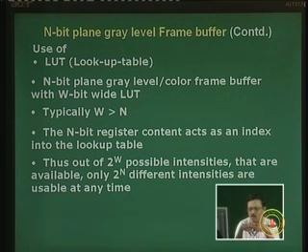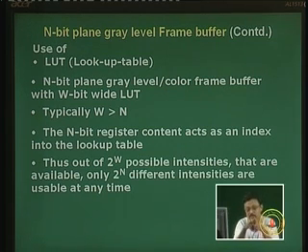Out of 2 to the power W possible intensities, because the lookup table, if it is W bits wide, can obviously hold 2 to the power W possible values, only 2 to the power n different intensities are usable at any point of time. Why? Because that is what will be loaded inside the frame buffer. The frame buffer is n bits wide, so you will have 2 to the power n possible values, while the lookup table has 2 to the power W possible values. So at any given point of time you can choose 2 to the power n usable values out of 2 to the power W possible intensities.